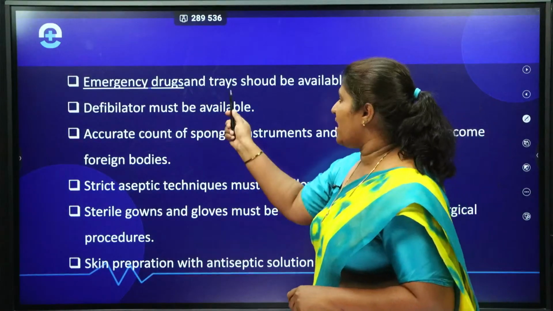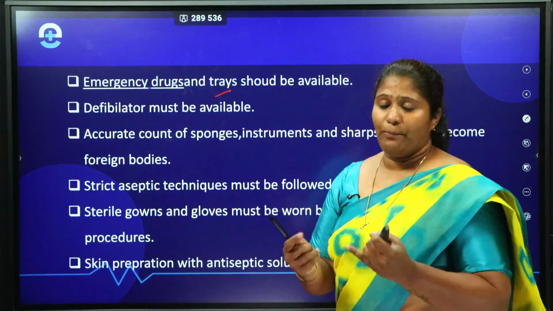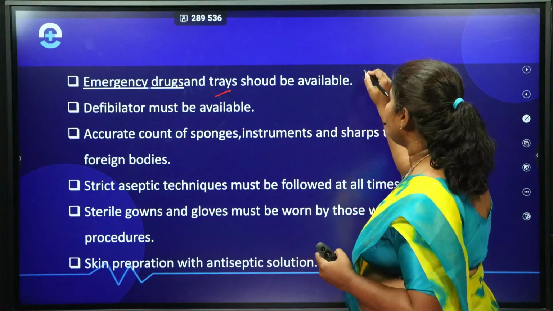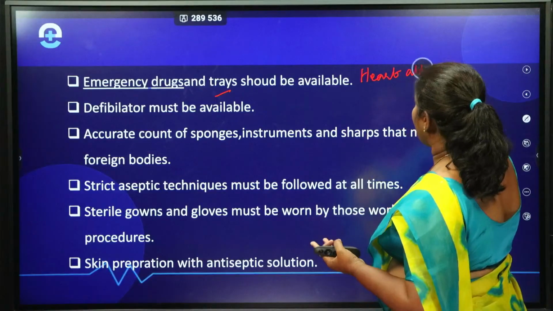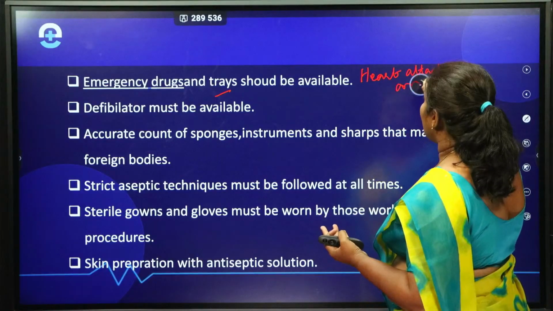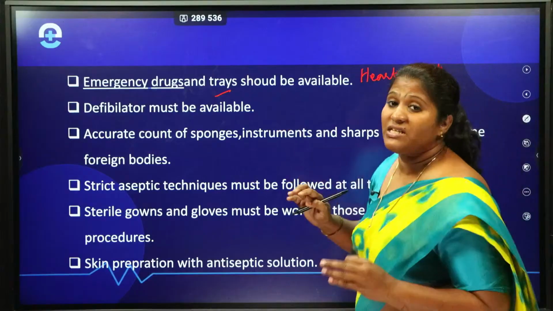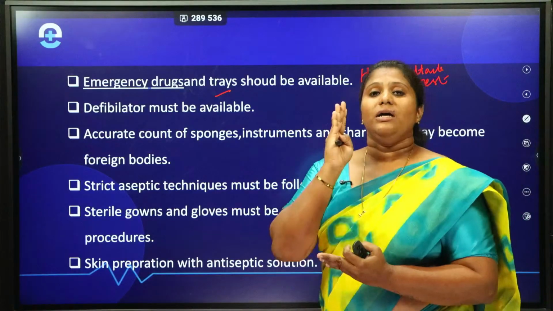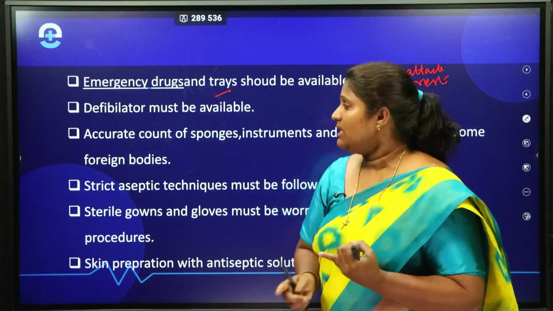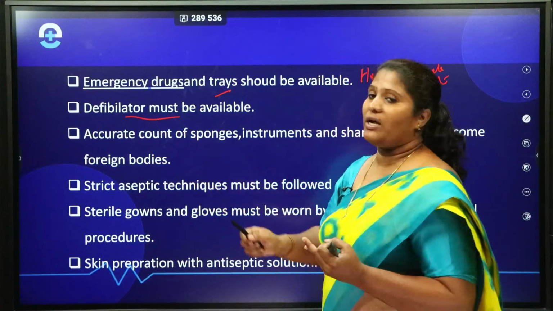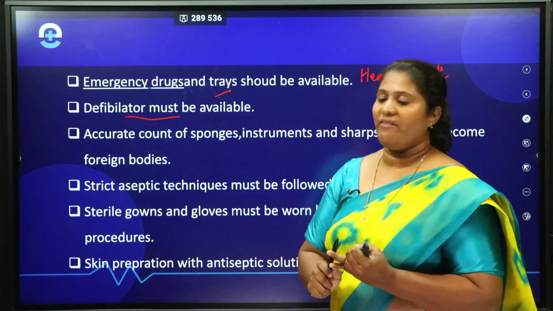Next, emergency drugs and tray should be available. Suppose during the surgery itself the patient has a cardiac arrest or an attack happens. At that time, we need to always keep emergency drugs in the OT. The emergency drugs have to be present. That preparation has to be done by the nurses. A defibrillator also should be available over there.